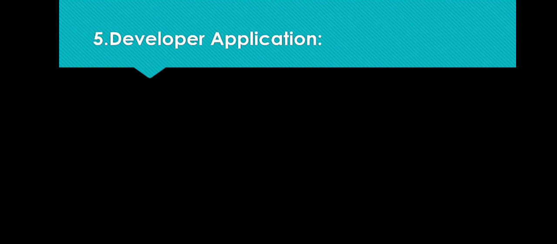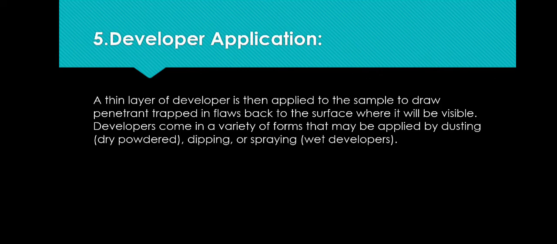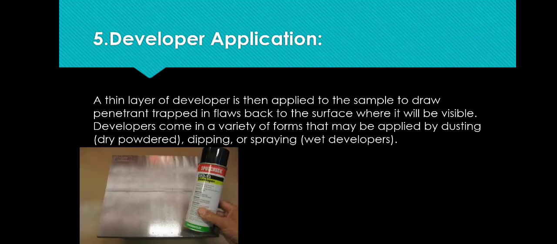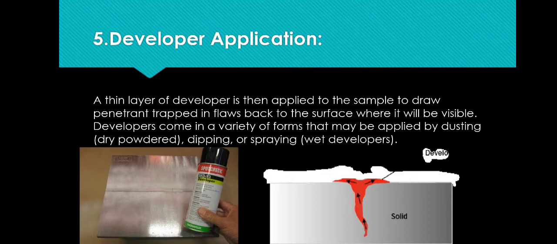The fifth step is developer application. A thin layer of developer is then applied onto the sample to draw penetrant trapped in flaws back to the surface where it will be visible. Developers come in a variety of forms that may be applied by dusting of dry powder, dipping, or spraying. When we apply the developer, it will help us to show the cracked parts by the color of the penetrant.